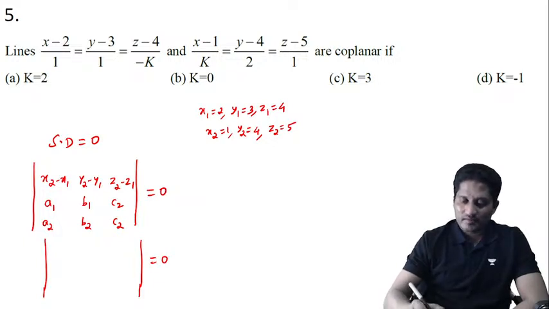x2 minus x1 will be equal to minus 1. y2 minus y1 is 1. z2 minus z1 is 0. DRs of the first line are 1, 1, minus k. And DRs of the second line are k, 2, 1.